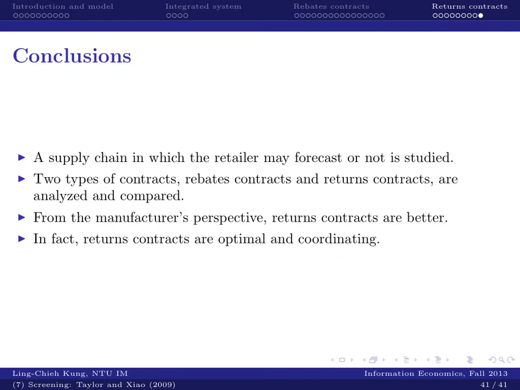Personally, I won't say the final result is very convincing because that returns contract is too powerful. It's so powerful that it leaves no rent to the retailer. Okay, but from the theory's perspective, we can show you how we may compare two kinds of contracts, and in particular to illustrate what's the issue brought by information asymmetry or endogenous adverse selection.